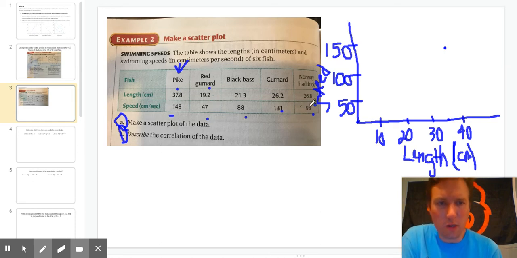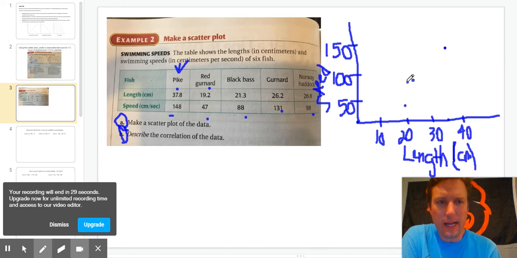My next fish, close to 20, and looks like that would be 47. So a little bit under 50. Put it there. Black bass, 21 and 88. So again, right around 20 and 88. That's going to go right about here. 26 and 131 would go right about here. And the next one would be 26 and 100.